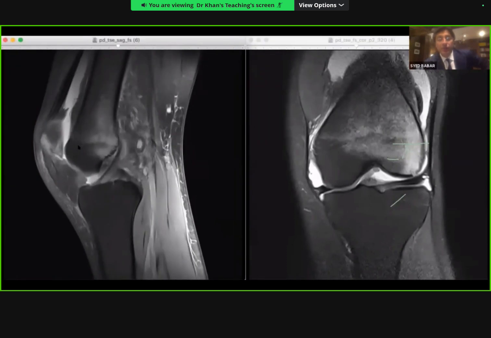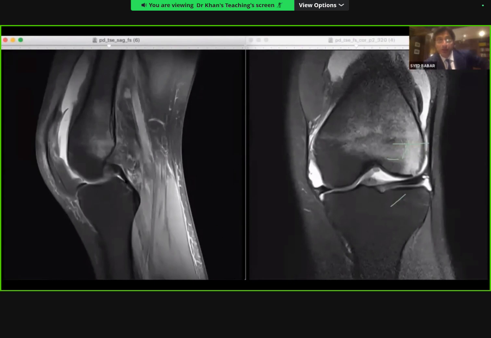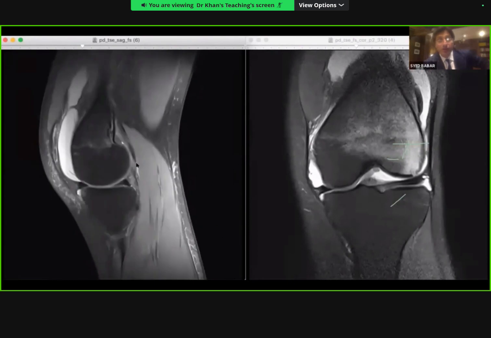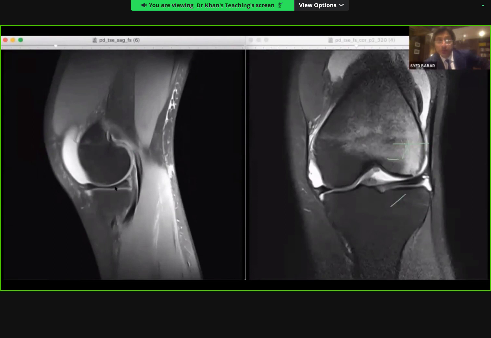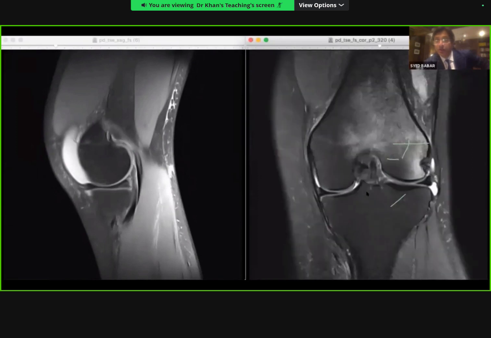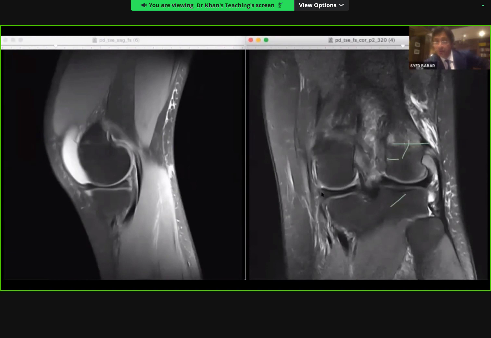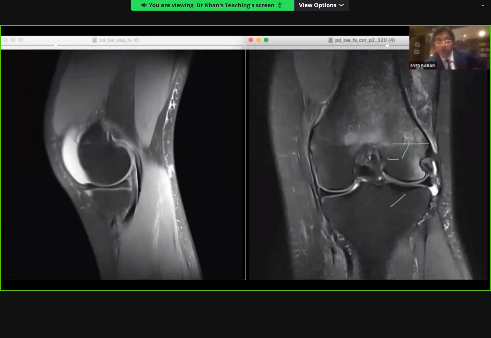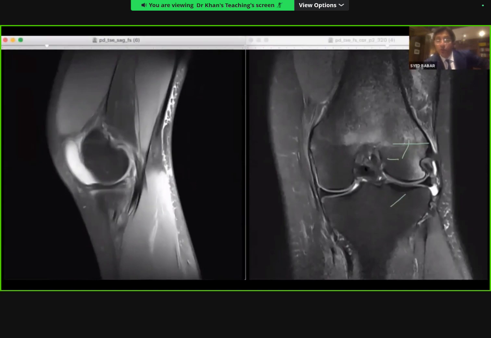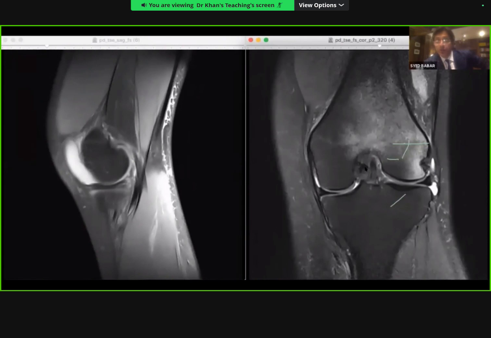I completely agree with you that the ACL looks fine, and I also agree the PCL looks fine, and the posterior joint capsule looks okay. The medial meniscus shows myxoid degeneration, as you very rightly said, because you've got the coronal sequence to look at, and there's convincingly no tear visible. You do see that there is a bit of myxoid degeneration. We've already said that the MCL is generally visible as a thin black line on the coronal.